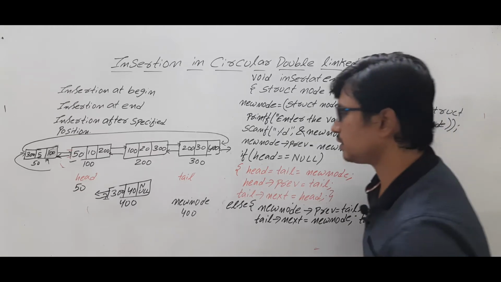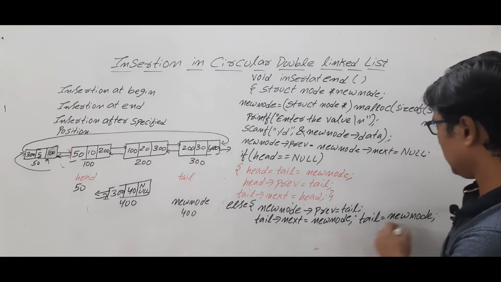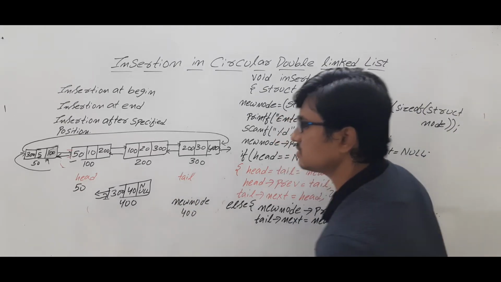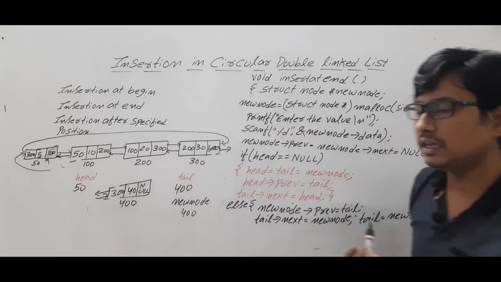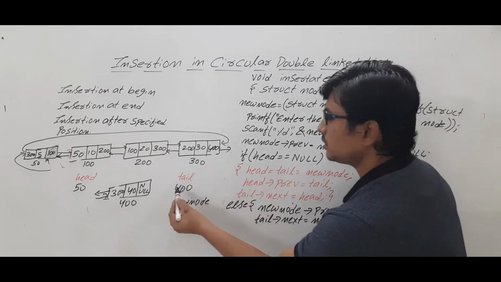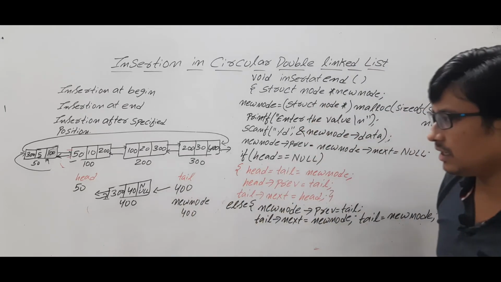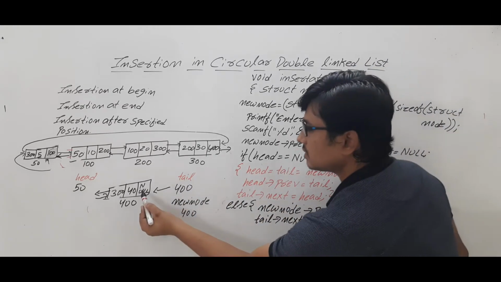I think you can also understand. So tail is equal to new node. New node consists of 400, that you are assigning to the tail. Is it clear? So now tail is pointing to the last node. Okay, well and good. Now what are the other things you have to do?